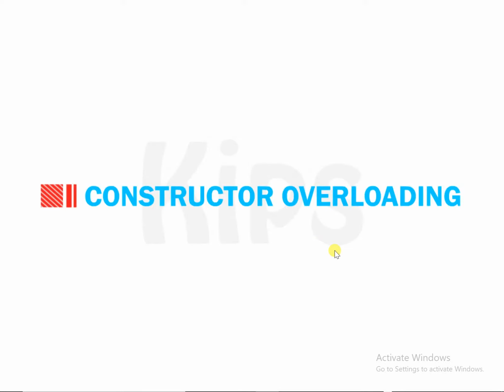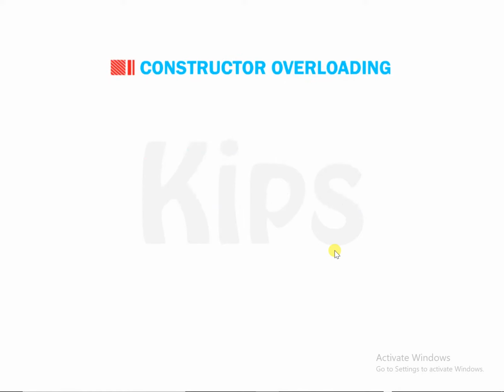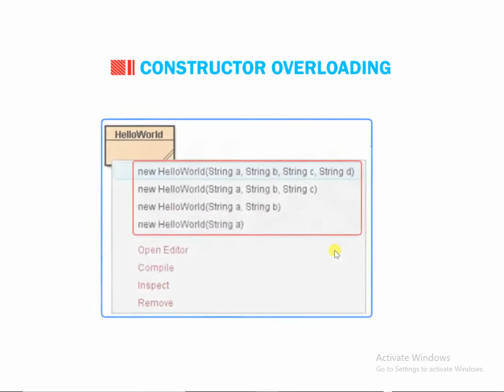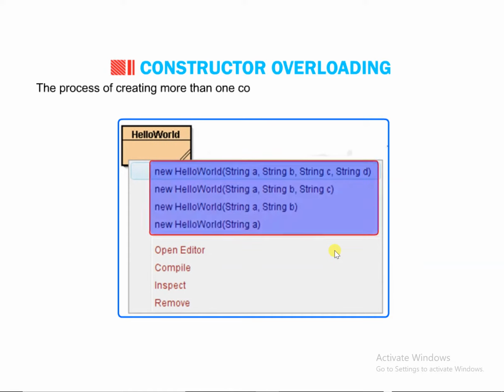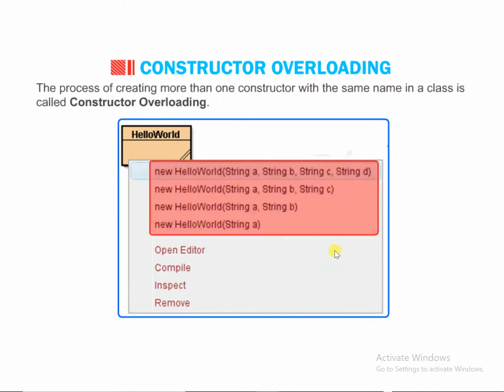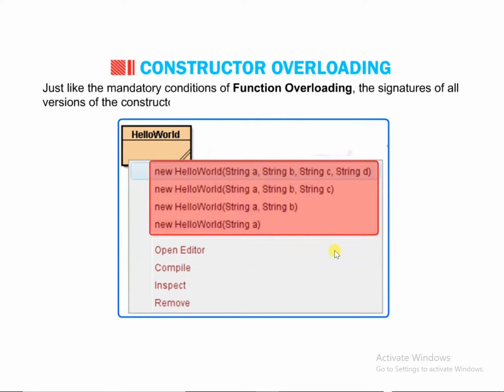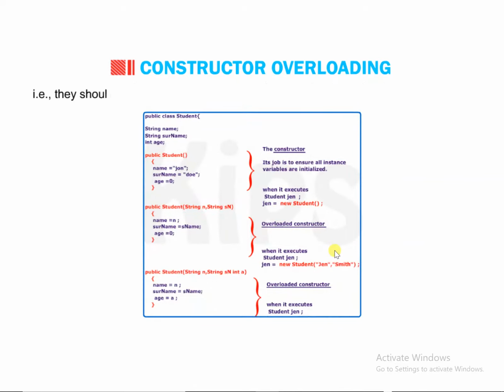Okay students, let us understand constructor overloading. The concept of constructor overloading is very similar to function overloading. The process of creating more than one constructor with the same name in a class is called constructor overloading. Just like the mandatory conditions of function overloading, the signatures of all the versions of the constructor should be different for constructor overloading. That is, they should have different number and data types or arrangement of parameters.